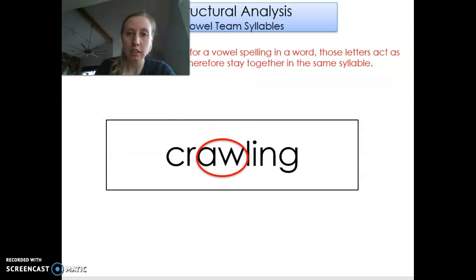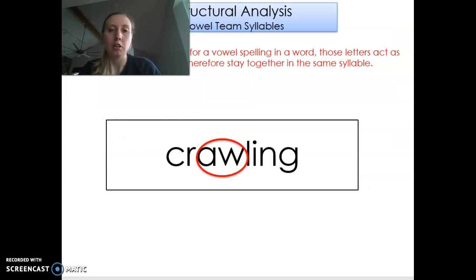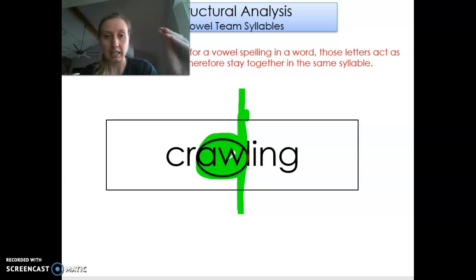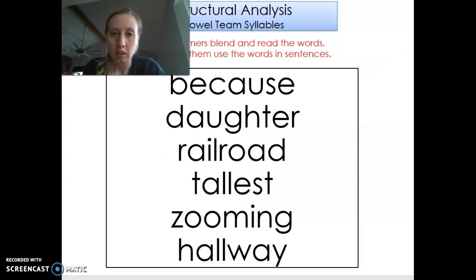Okay, so once again, we're talking about vowel teams. Remember, vowel teams stick together, so they're not separated. So if I have the word crawling, and I want to break it into syllables, I go craw-ling. So I'm going to break it right there. So the AW, my vowel team, stays together. Crawling.